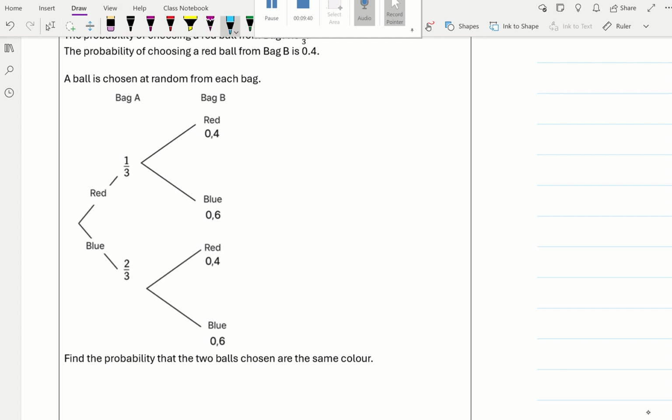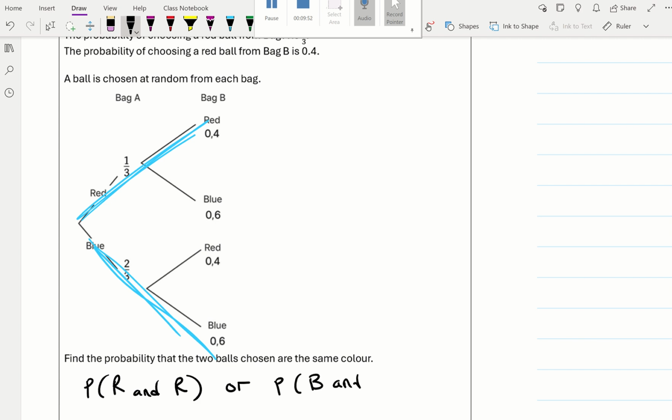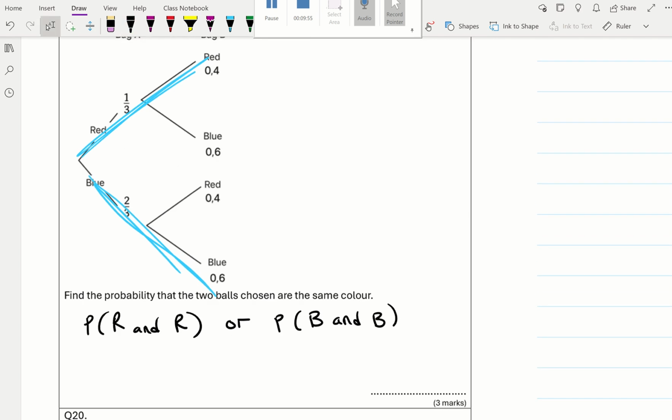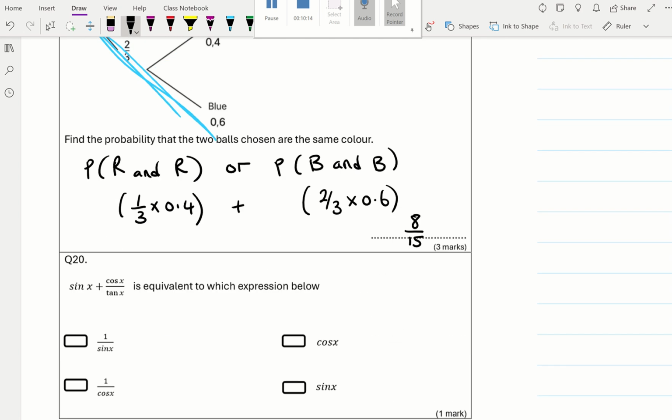That means that it's either red and red or blue and blue. So the probability red and red, or the probability blue and blue. Red and red is 1/3 times 0.4. Blue and blue is 2/3 times 0.6. Remember, or means plus, and when you put that into your calculator, you'll get 8/15.